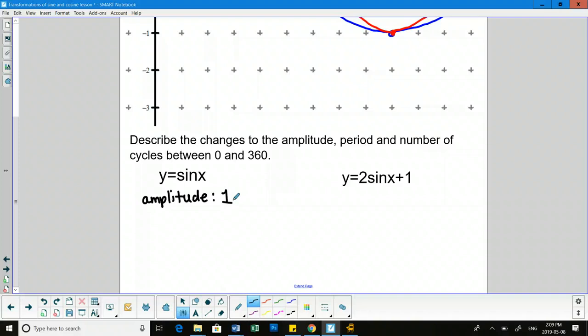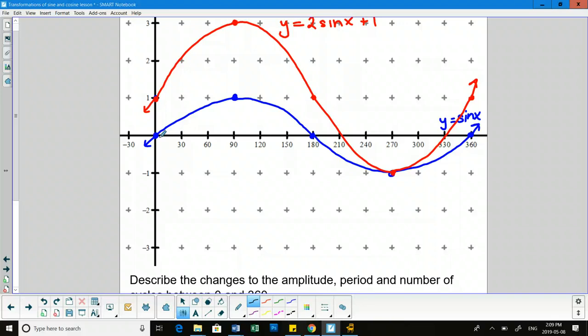So the entire graph goes from -1 to 1, so half the height of the graph is just 1. The period, how long does one cycle of sine take? Yep, 360, very good. And if we look up at our graph here, we can see that only one cycle fits between 0 and 360.